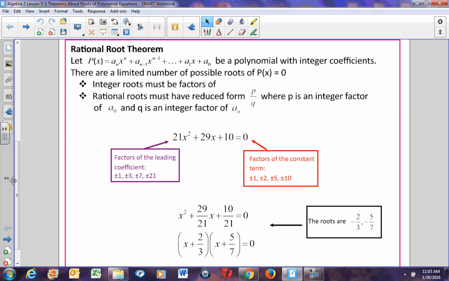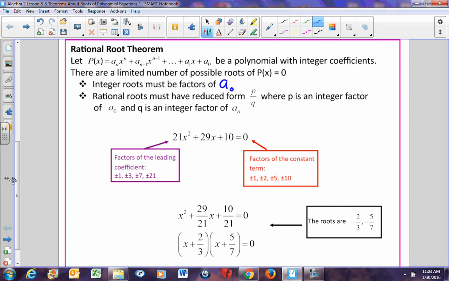What you're going to have, if you have a polynomial with integer coefficients, positive and negative whole number coefficients, is a limited number of possible roots of that particular equation. The integer roots must be a factor of a sub 0, or the leading coefficient. And the rational roots must have a reduced form, p over q, where p is an integer factor of a sub 0, and q is an integer factor of a sub n. Essentially what that means is this.